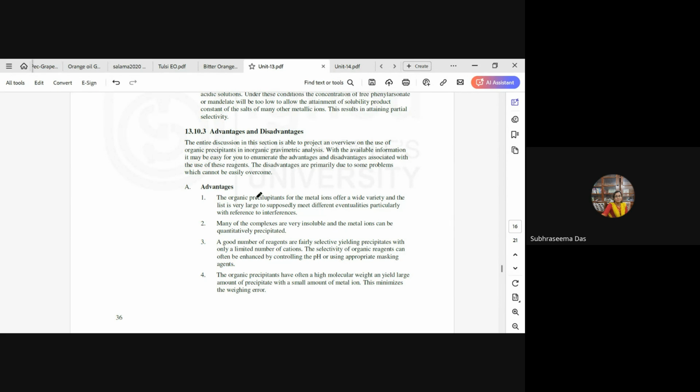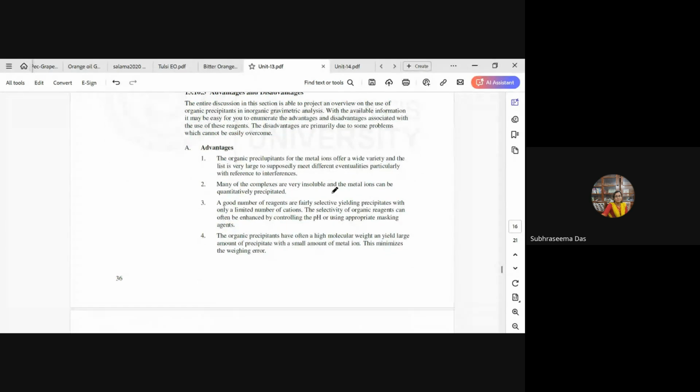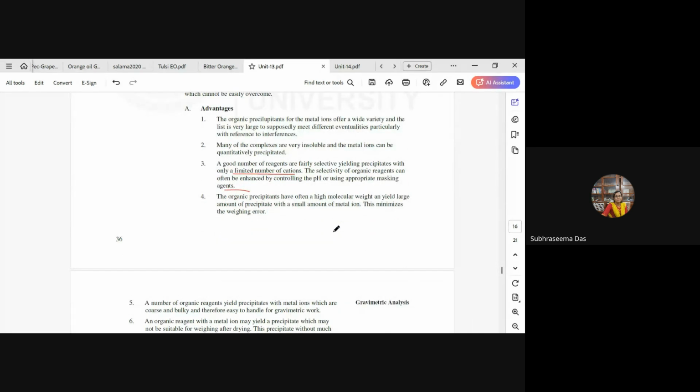Most of the complexes are very insoluble, and the metal ions that we are determining can be quantitatively calculated with precision. A good number of reagents are selective, thus they yield precipitates with only a limited number of cations. The selectivity of organic reagents can be enhanced by controlling the pH or using appropriate masking agents. The organic precipitants have a high molecular weight and yield a large amount of precipitate. So once we get a large amount of precipitate, the chances for error become very low.